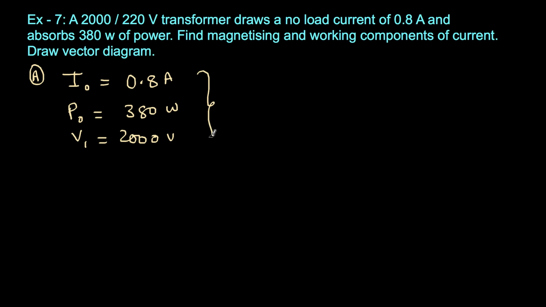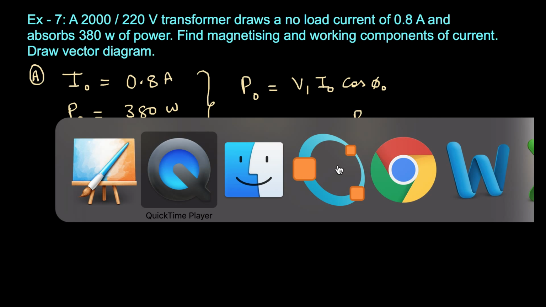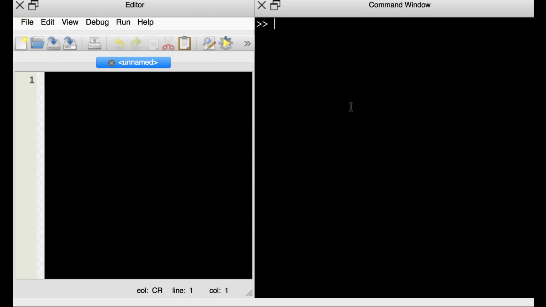From this I can immediately calculate the power factor. We know that the no load power is V1 I naught cos phi naught, so based on this I can find cos phi naught. That is nothing but P naught divided by V1 into I naught. I'll use my calculator to do that.